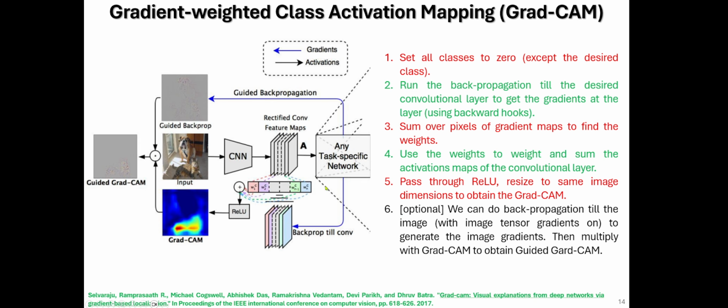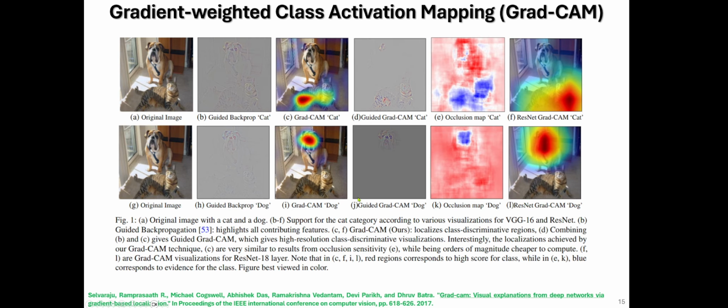And an optional step, as I said, you can back propagate all the way up to the image and then use that to come up with something known as guided grad cam. And these are the results presented in the paper. This is the original image, and if I use the gradients all the way back, it looks like this, and if I use the grad cam, it looks like this. Here the cat class was chosen, here the dog class was chosen, so the activations are correct. If I multiply these two, you can see that the cat is isolated and the dog is isolated.